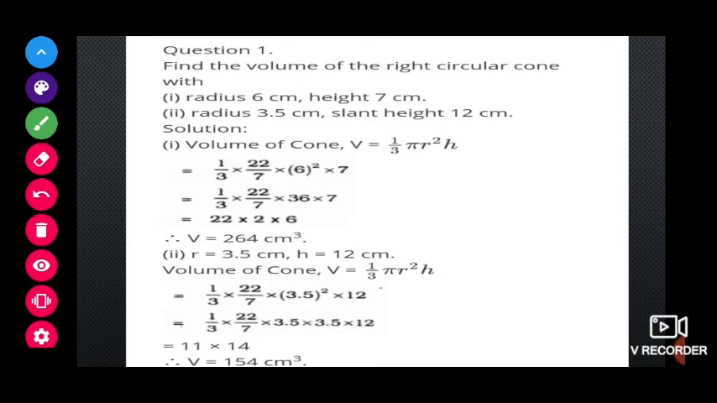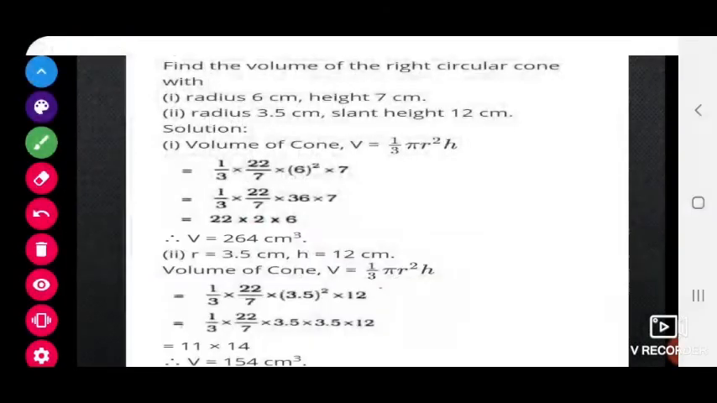Find the volume of the right circular cone with the radius 6 cm, height 7 cm. Directly they have given radius and height, just substitute in that, children. What is the formula? 1/3 pi r square h. So 1/3, pi is 22/7, r square is 6 square, into height 7.